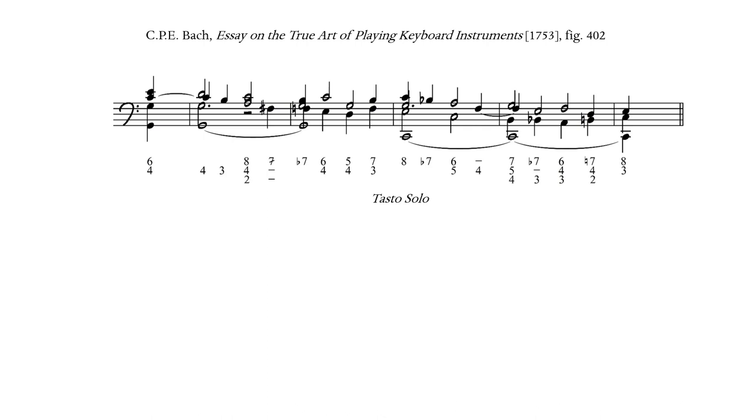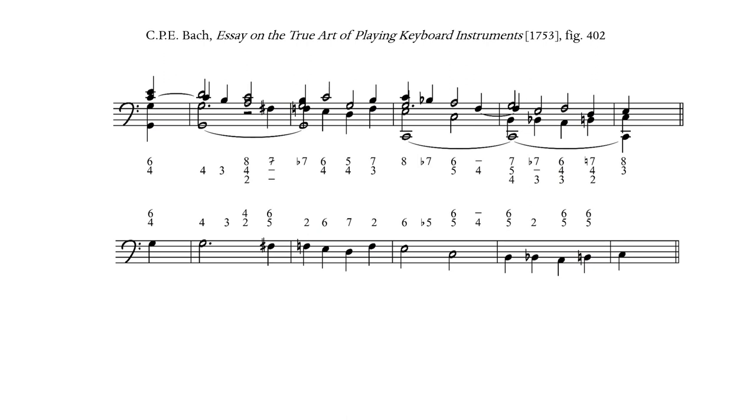Bach then shows the figured bass symbols rewritten, but instead of measuring the intervals from the pedal point, he measures them against the lowest moving part. This version uses much more familiar chord symbols, and is a better description of what is really going on in terms of the moving chords that clash against the pedal point.